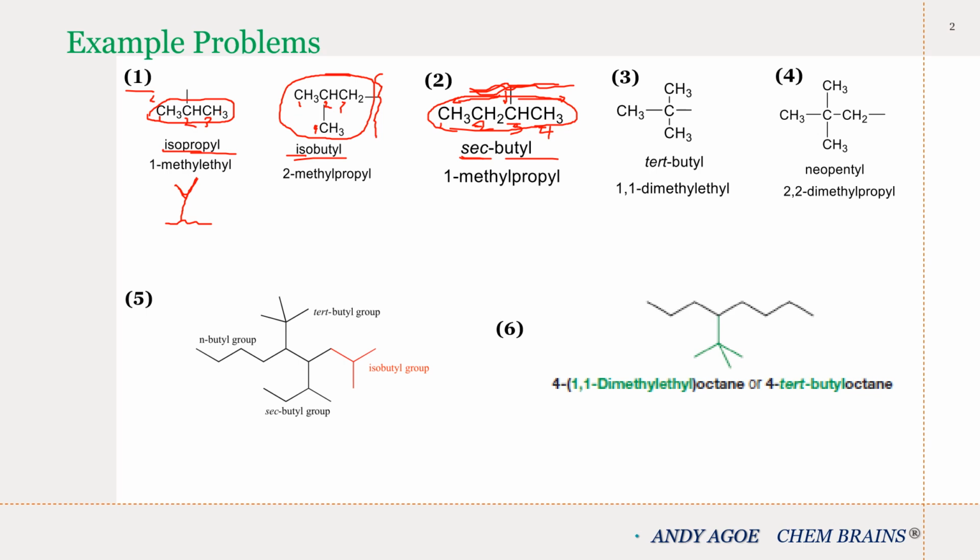Okay, now let's try to identify tert. Anytime we have a carbon attached to the parent chain and bonded to three other carbons, we can call it tert. Now we need to count the number of carbons present. So we have 1, 2, 3, and 4. So we say tert-butyl.